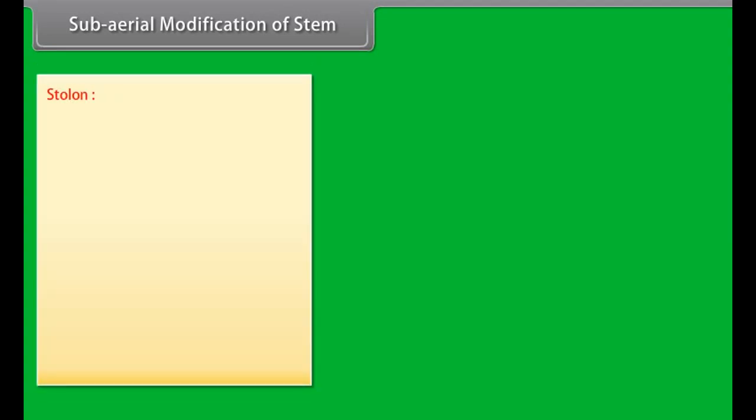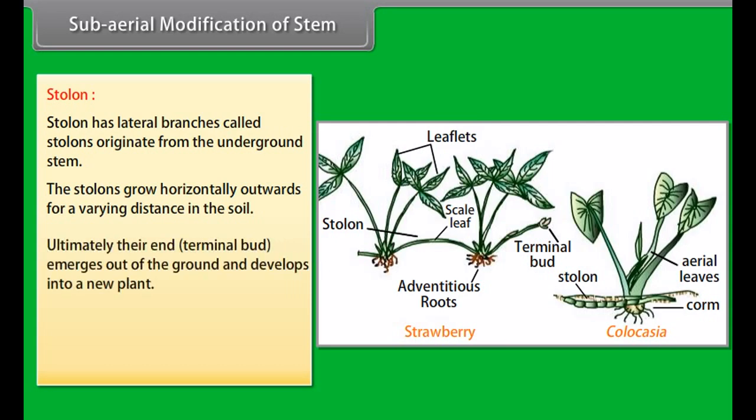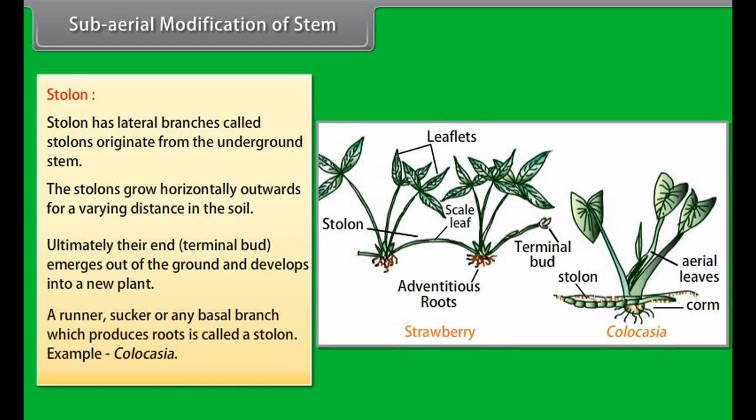Stolon. The stolon has lateral branches called stolons that originate from the underground stem. The stolons grow horizontally outwards for a varying distance in the soil. Ultimately, their end terminal bud emerges out of the ground and develops into a new plant. A runner, sucker, or any basal branch which produces roots is called a stolon. Example: Colocasia.